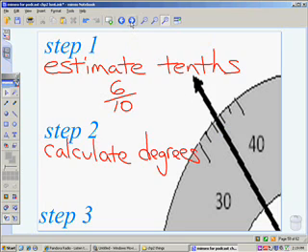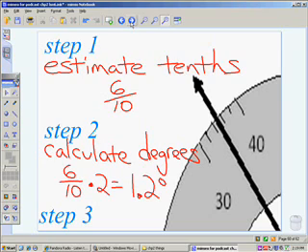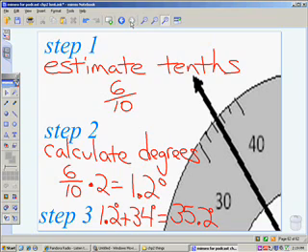So how many degrees above the 34 is that? Well, I multiply 6/10 times the 2 degrees for each mark, and so I get 1.2 degrees above the 34 degree mark. So the final answer then is we add the 34 plus 1.2, and we get 35.2 degrees. That is the end of this lesson.